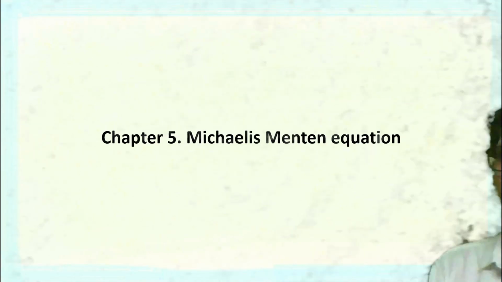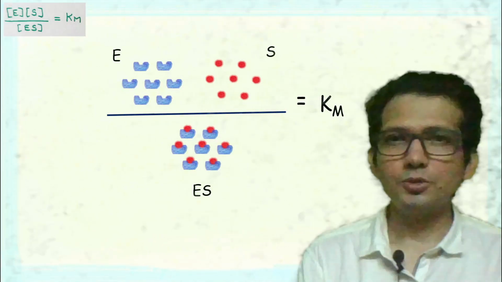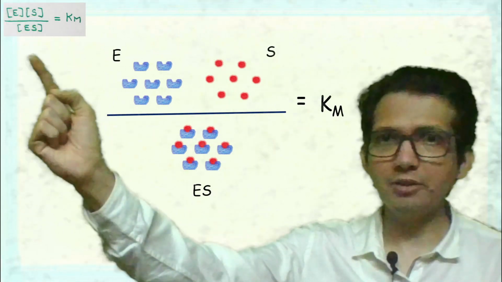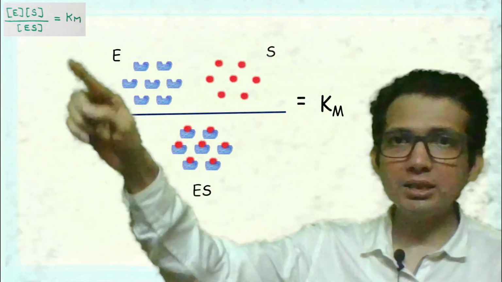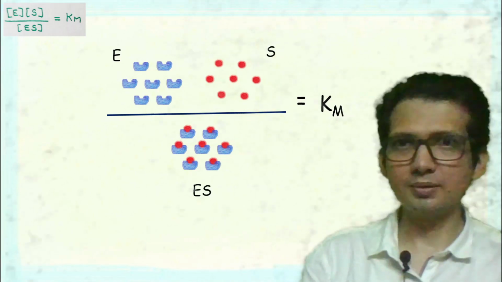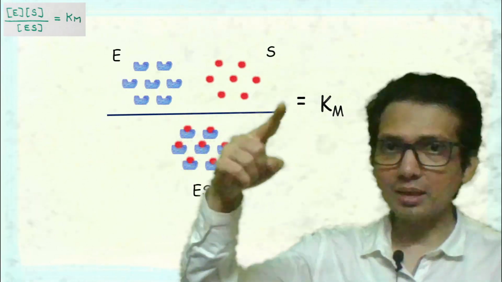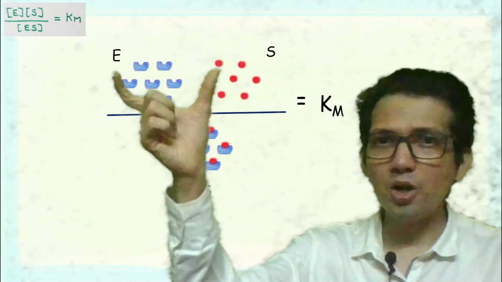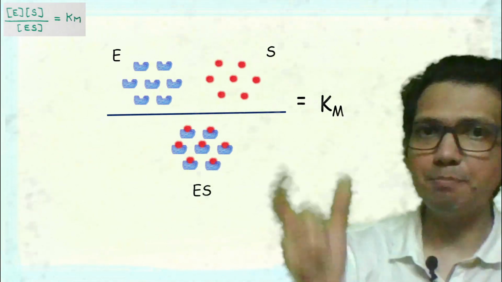Now let's talk about Michaelis Menten equation. So this is what we have seen before. E into S divided by ES is Km, and you can imagine this reaction happening in this form. This is the free enzyme, this is the substrate, this one is the ES complex. We are taking this ratio and this is Km.